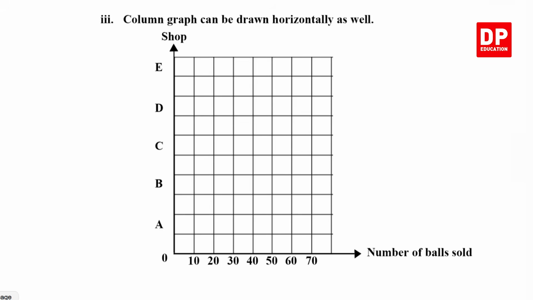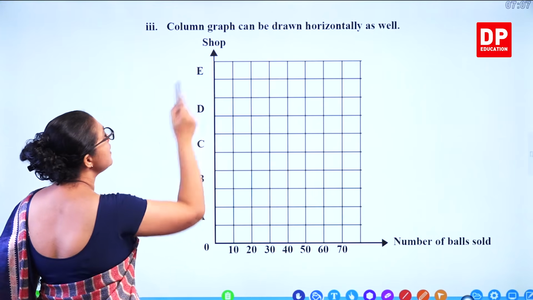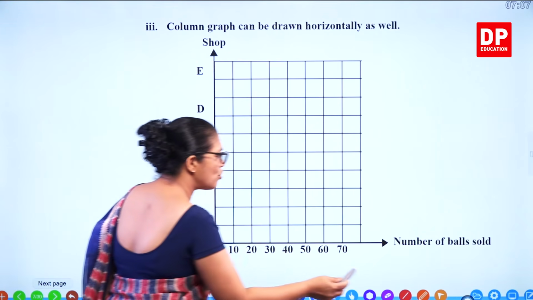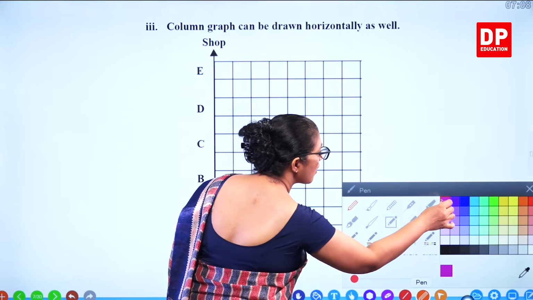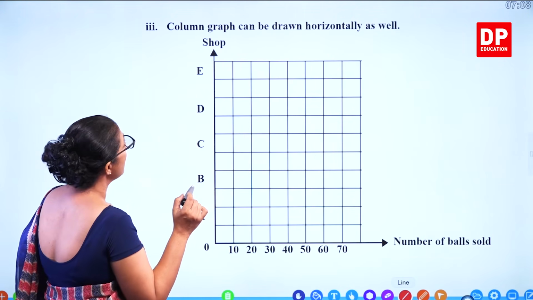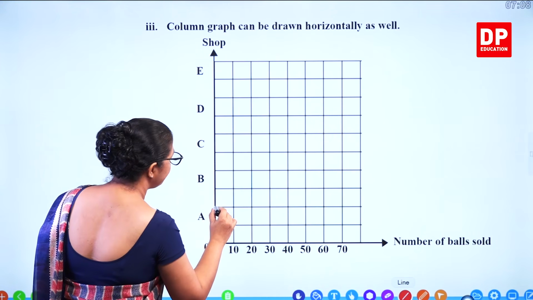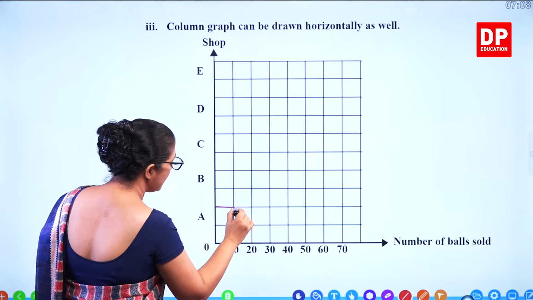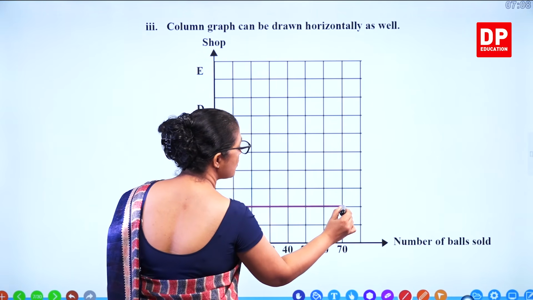Column graph can be drawn horizontally as well. So sometimes you can change the two variables here, number of balls this side and shops here. So we'll try to draw that one now. A, what's the value? 70. We can draw the bar up to here. Now 70 is here.